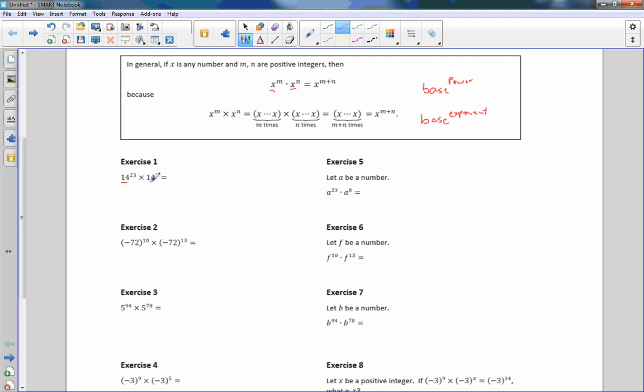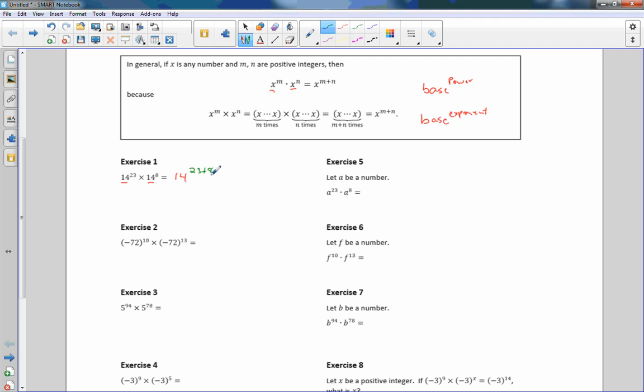So the base here is 14, the base here is 14. So therefore, since we have an x times an x to a power, we get an x to a sum of powers. So I know that my base is going to remain 14. And then I take my two powers and I multiply. Since we're multiplying, I add my powers. So I'm going to take 23 plus 8.